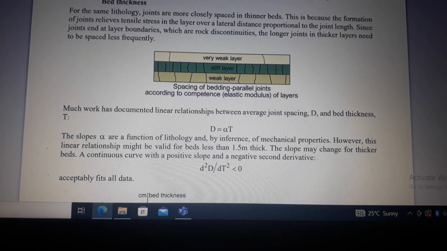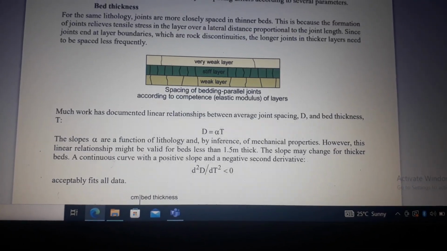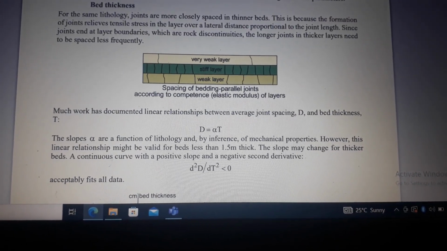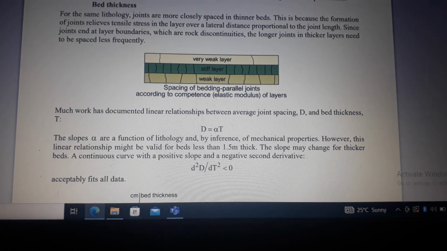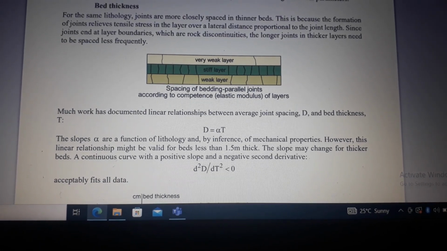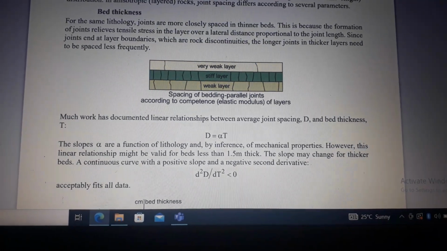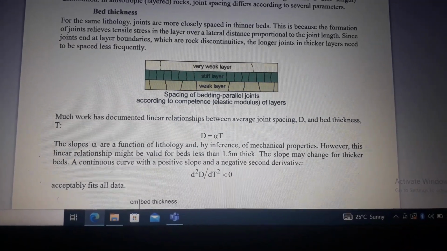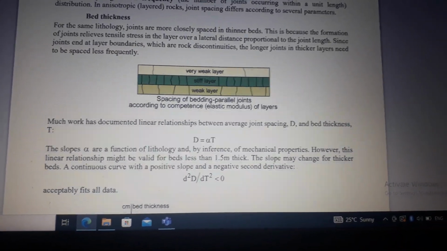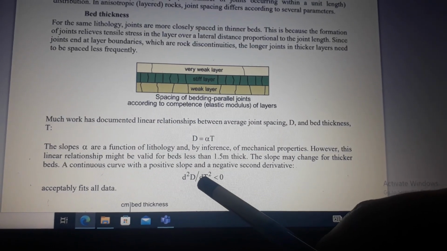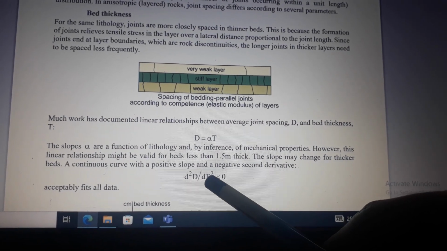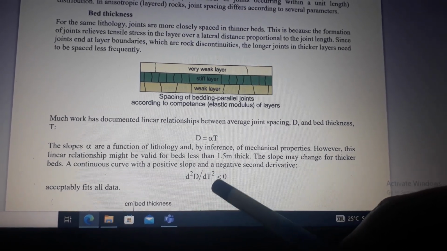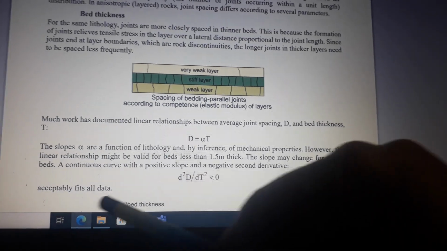However, this relationship might be valid only for beds less than 1.5 meters thick. The slope may change for thicker beds. A continuous curve with a positive slope and a negative second derivative, d squared D by dT squared less than 0, acceptably fits all the data.